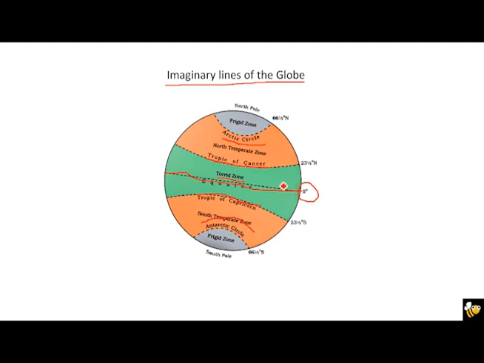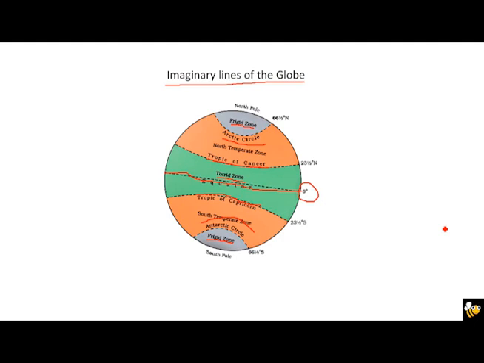And in this region, that is the North Pole and the South Pole, we all know that both poles are very much colder on the earth, and this region is known as the frigid zone. It is there in the north, and it is also there in the south. These are the regions which are known as the imaginary lines.